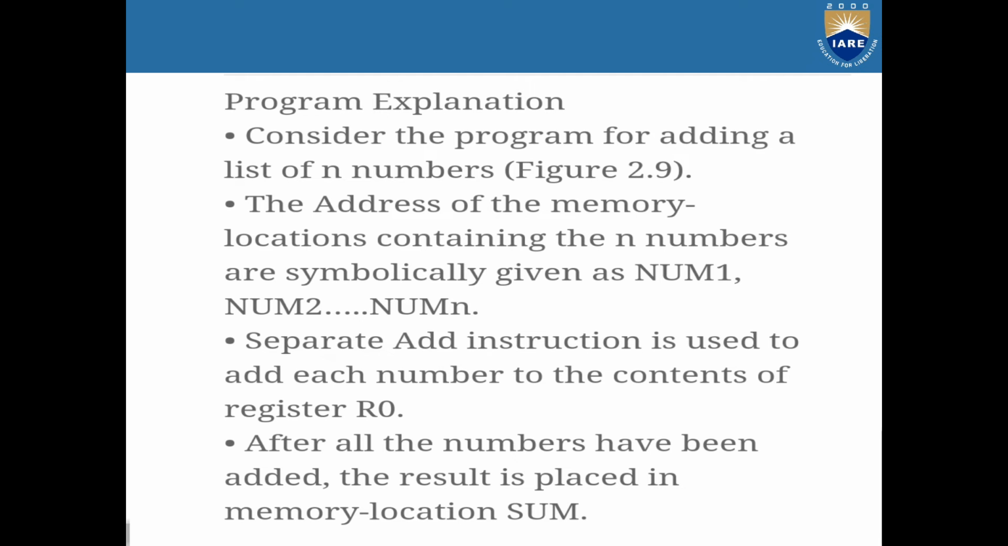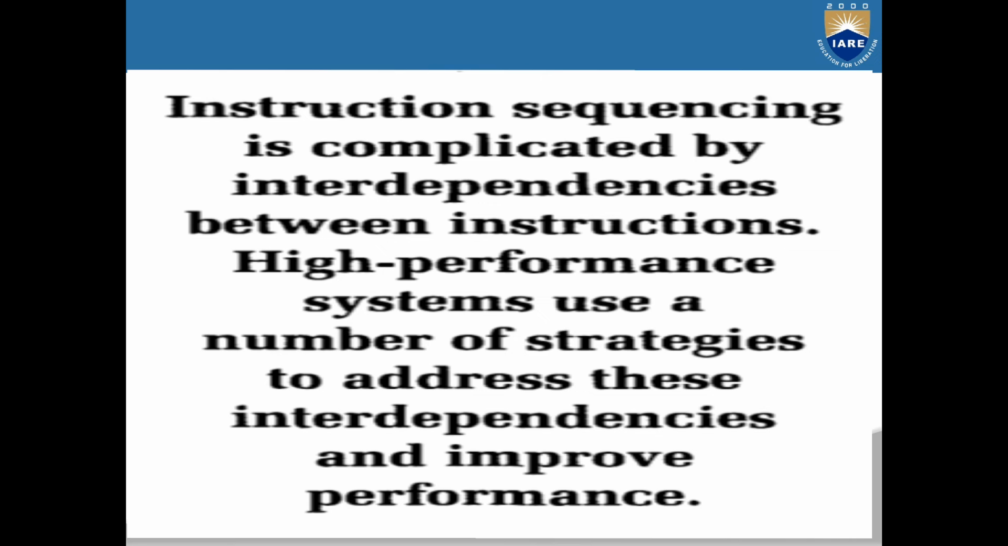Program explanation. Consider the program for adding a list of n numbers. The addresses of the memory locations containing the n numbers are symbolically given as NUM1, NUM2, NUMn. A separate Add instruction is used to add each number to the contents of register R0. After all the numbers have been added, the result is placed in the memory location SUM. Instruction sequencing is complicated by interdependencies between instructions. High performance systems use a number of strategies to address these interdependencies and improve performance.